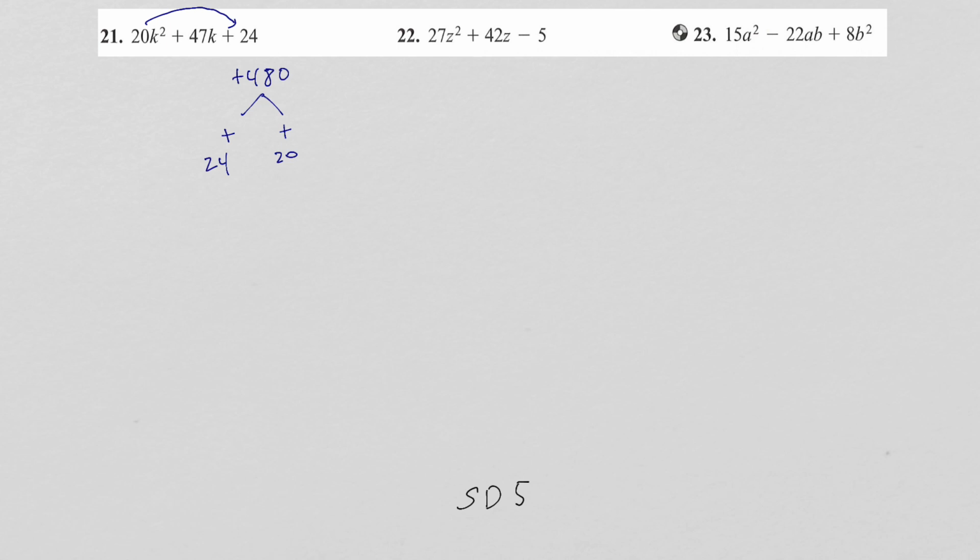Okay, so one is going to be 30, and one is 16. But that adds up to 46, so it's still not there. So let's go 480 divided by 31. No, 480 divided by 32. That's, let's see, 32. The other is 15. And that's it. So I have x plus 32 and x plus 15.